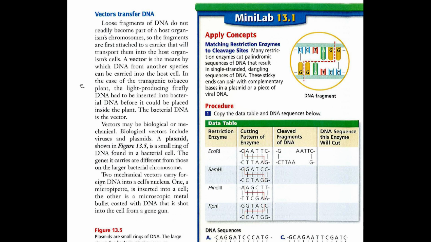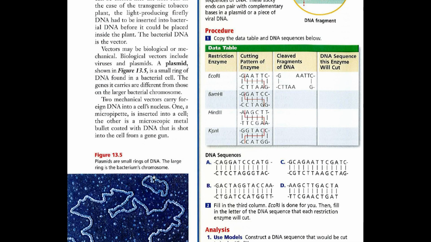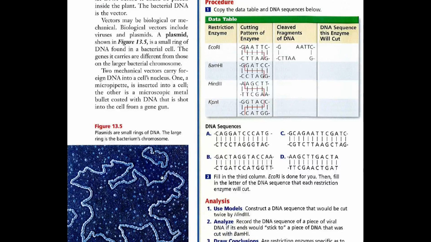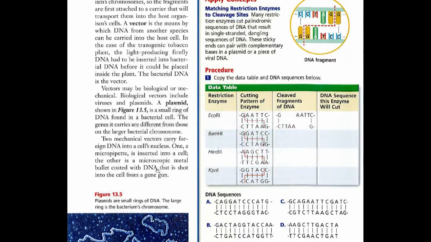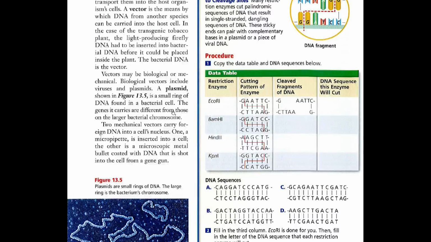One of the biological ways is a virus or a plasmid. So both of these can enter an organism and change the DNA. Viruses we will go over next chapter, but a plasmid is like this little dude, small rings of DNA in bacteria. The genes it carries are different from those on the larger bacterial chromosome, but if we can throw it in there, then the bacteria can still read these instructions, and we'll see what that looks like in just a little bit. So those are two biological vectors, right?